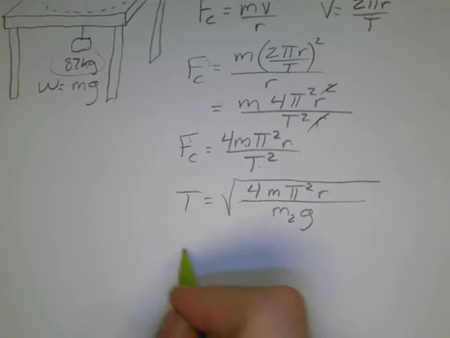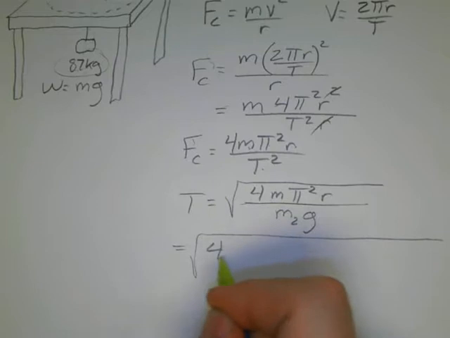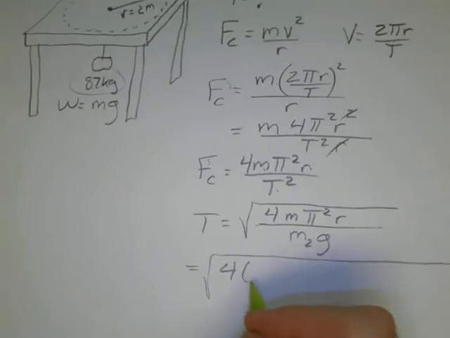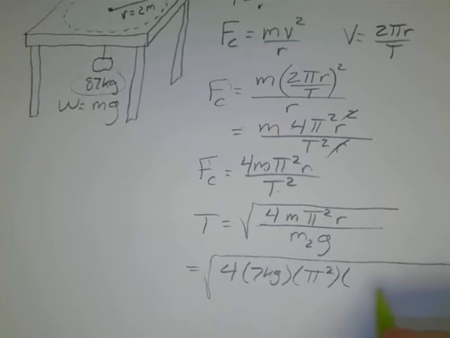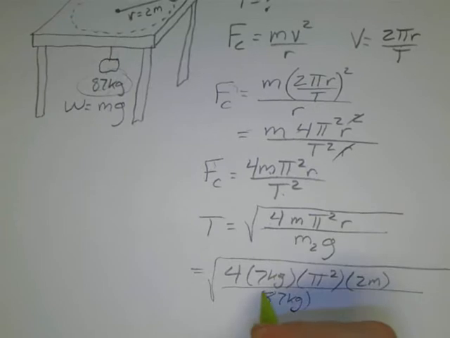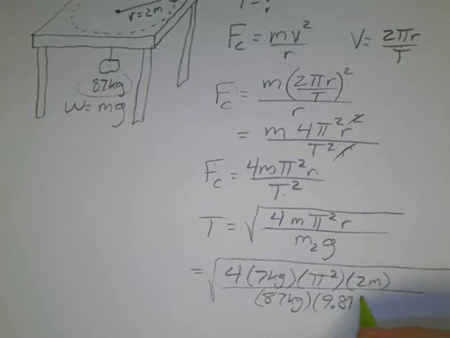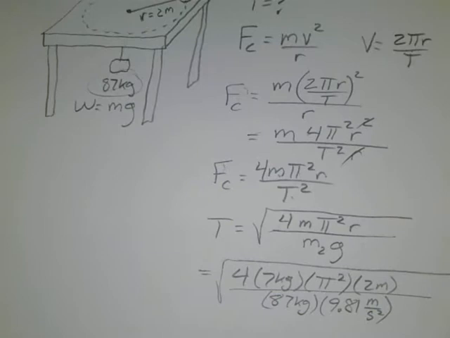So let's see what we get. Square root of 4 times the top mass of 7 kilograms times our pi squared times our radius of 2 meters, divided by our hanging mass of 87 kilograms times our acceleration due to gravity of 9.81 meters per second squared. Plug it into the calculator.